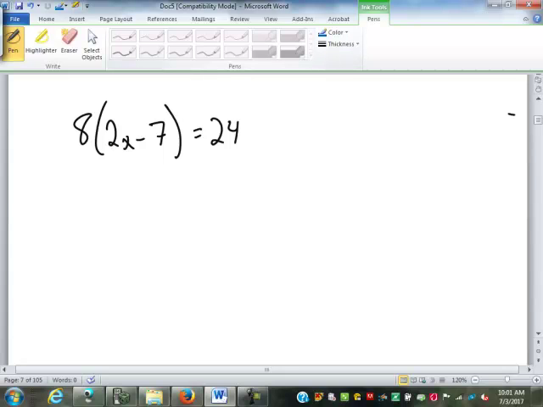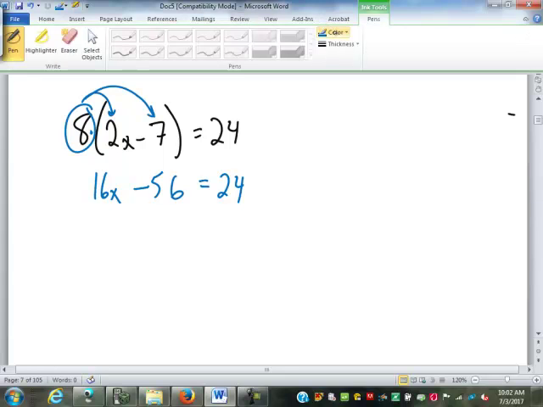No. Nope. So we're going to multiply by the 8. Good. 8 times 2x? 16x. 8 times negative 7? Negative 56 equals the 24 still.